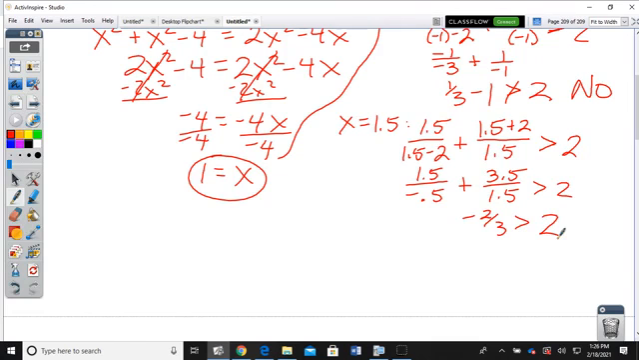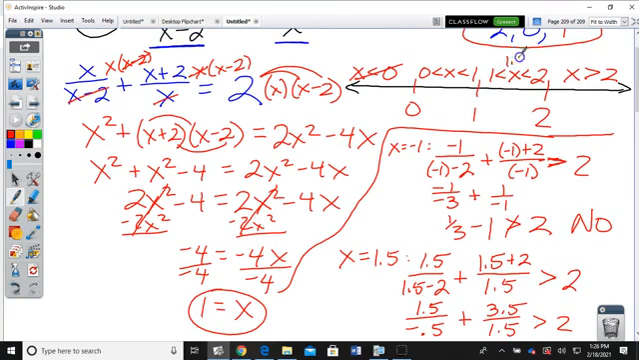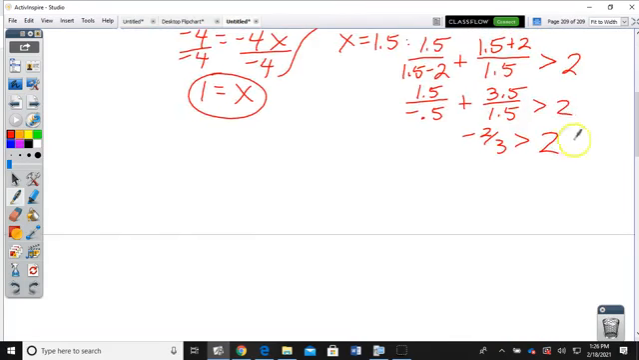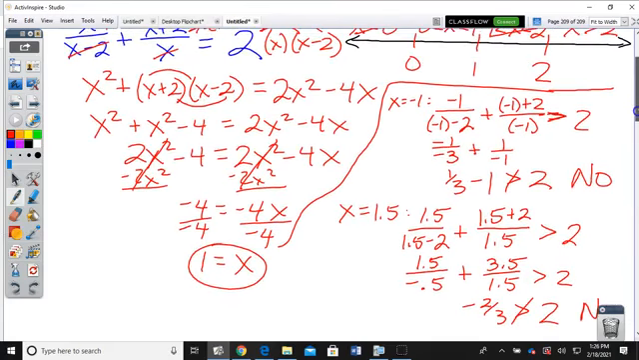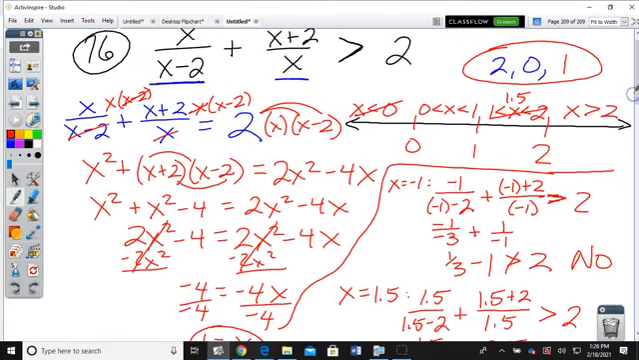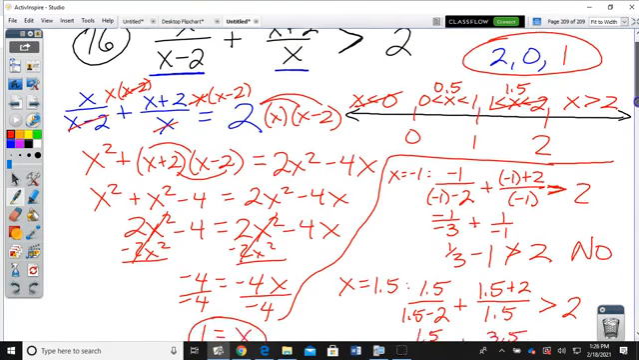Because my answer says that should work. Oh, you know what I did? I picked the wrong number. 1.5 would come here, so between 1 and 2 does not work, which is correct. Between 1 and 2 should not work, so that is a no. What I messed up on is I should have tried 0.5 first, because 0.5 is in between 0 and 1.